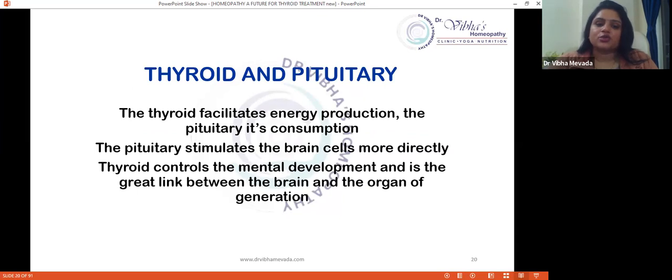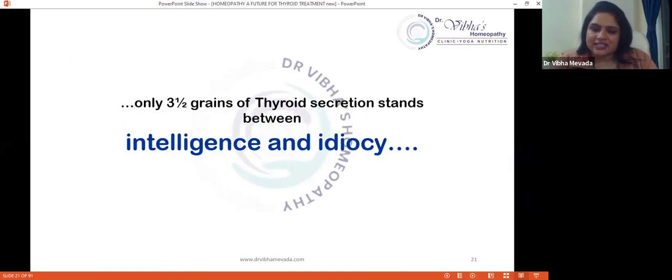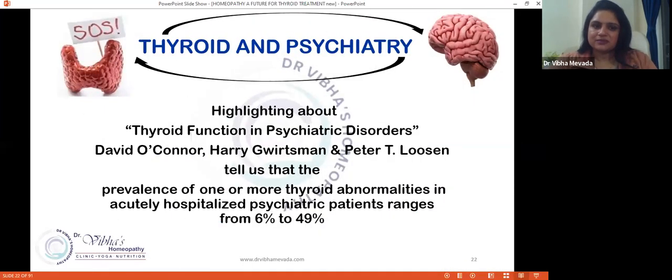Okay, so we can say that thyroid controls mental development and is the great link between the brain and the organs of generation. You can say only 3.5 grains of thyroid secretion, which is the daily secretion of this hormone, stands between intelligence and idiocy. If it is there properly, intelligence is there. If it is deficient, idiocy is there. Psychologically also, there is a huge impact because of the thyroid secretions.